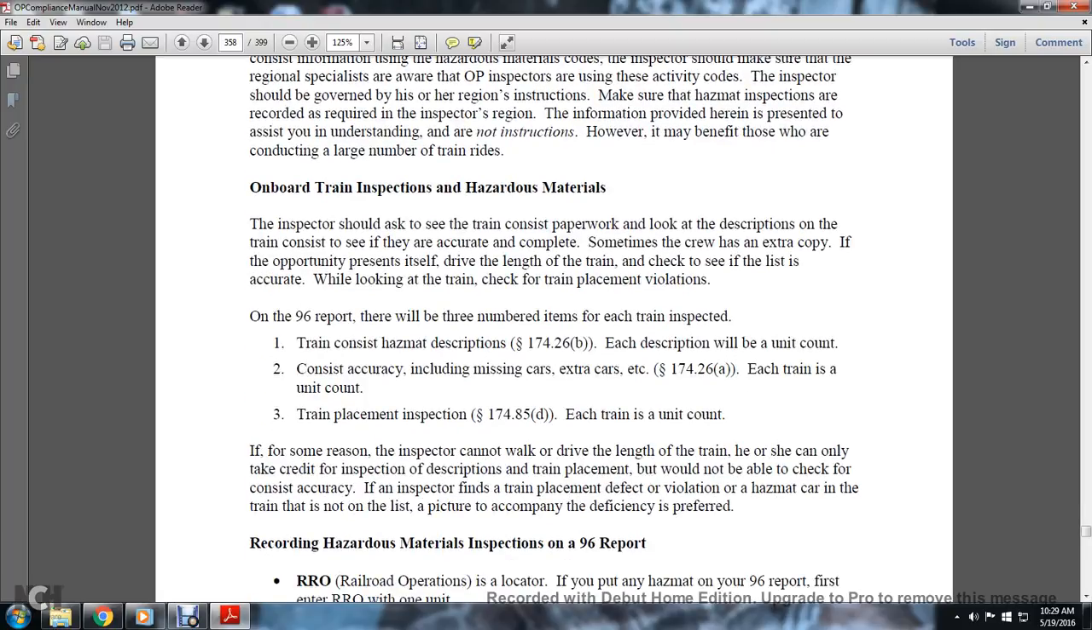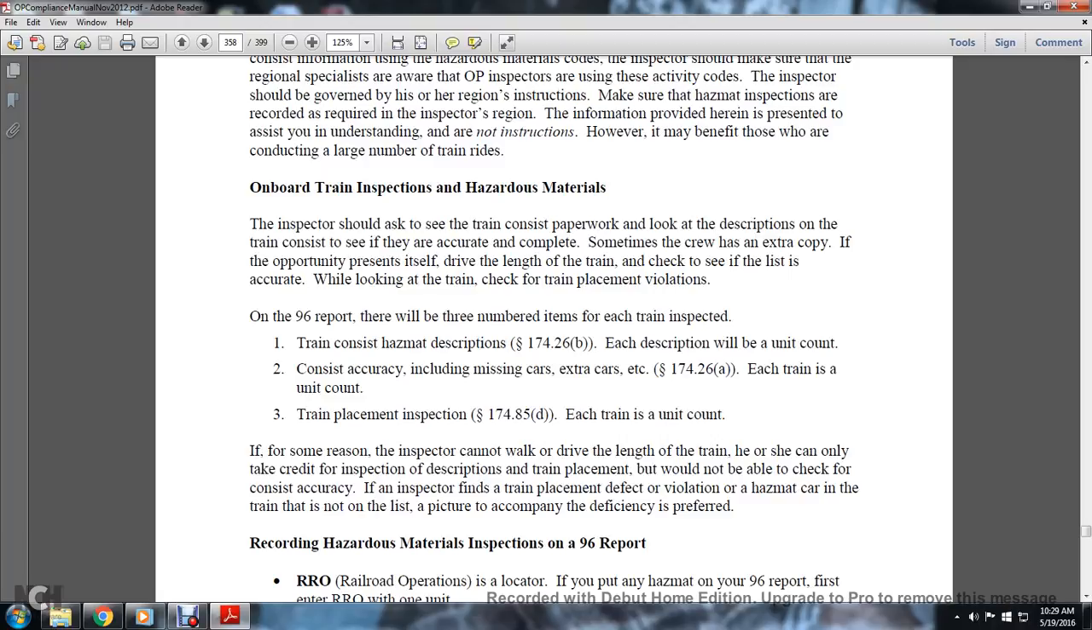Alright, on-train inspection for hazardous material. The inspector should ask if the train has the consist paperwork, and look at the description on the train consist to see if it is accurate and complete. Sometimes the crew has an extra copy. If the opportunity presents itself, drive the length of the train and check it to see if it is listed accurately.